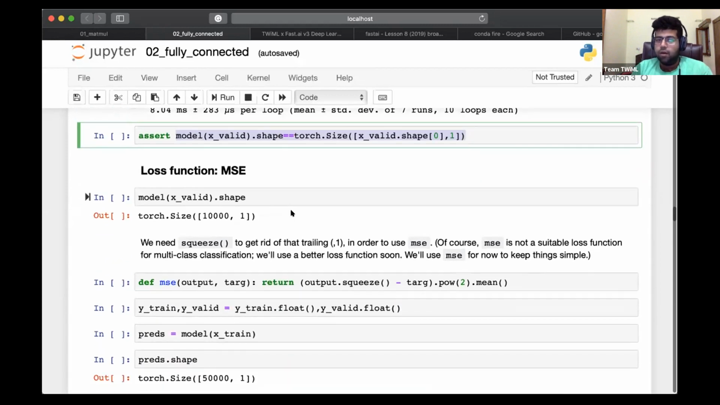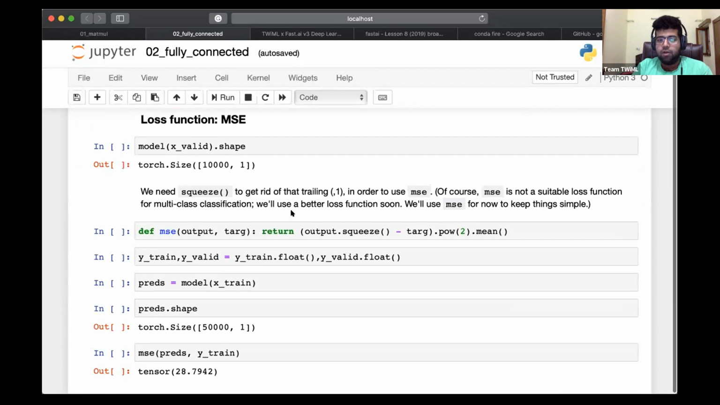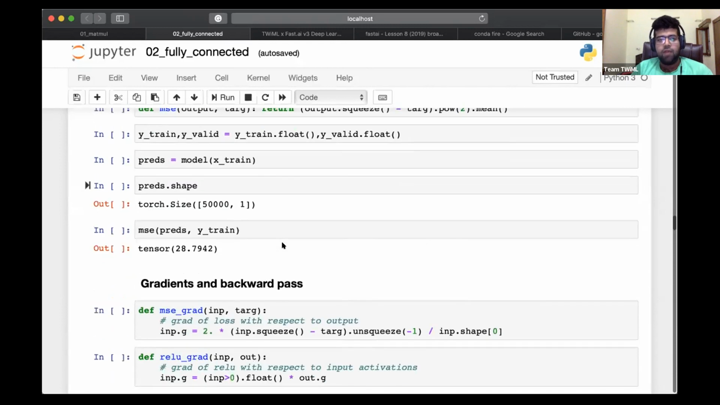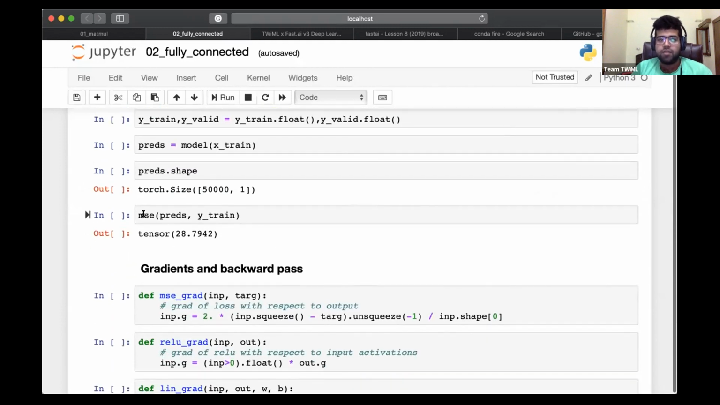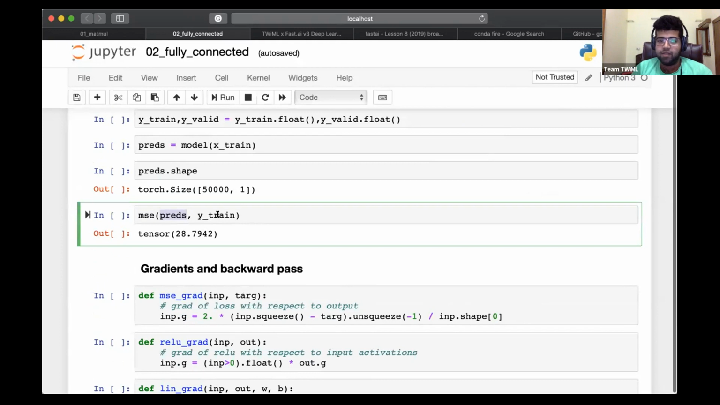Next, we define a loss function, which does not make sense here because we're predicting categories, but MSE is for regression. But it's just to keep things simple. So in case it does not make sense to you, please feel free to ignore. We just want to have a placeholder loss function for now. We compute the loss values, which is how off are our predictions from the real values. That's how MSE works.